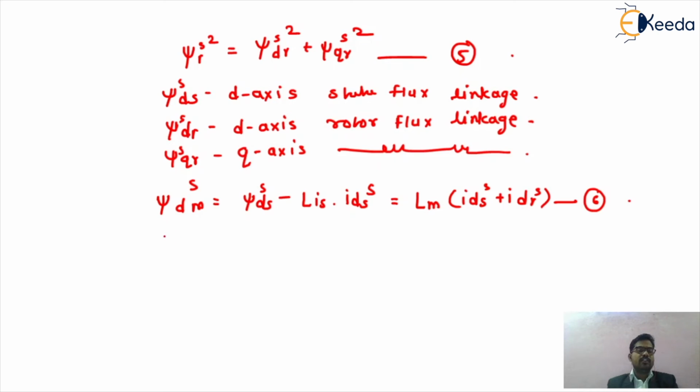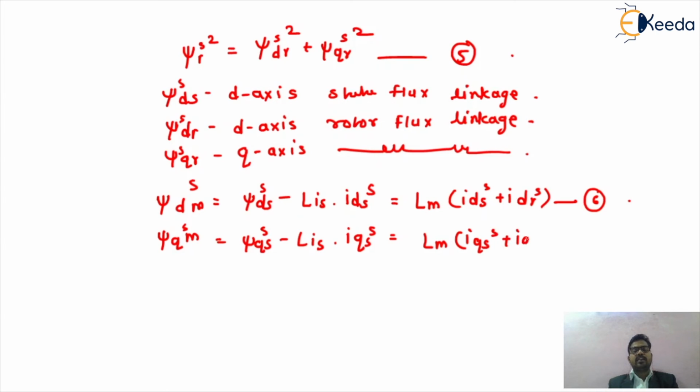Similarly, we can get the value of psi qm, the air gap flux linkage with respect to the quadrature axis. Again we get this term in terms of the stator. It will be psi qs minus Lls into iqs, so we get Lm into iqs plus iqr. So this will be equation number 7.